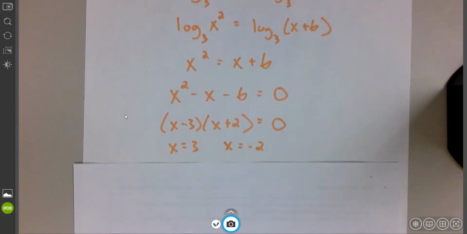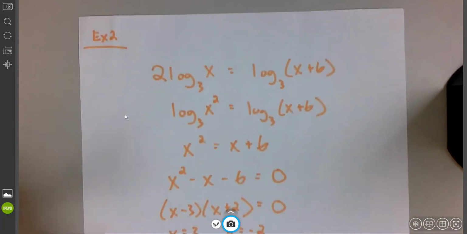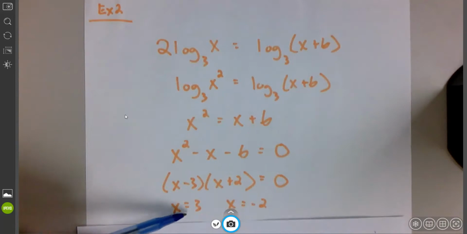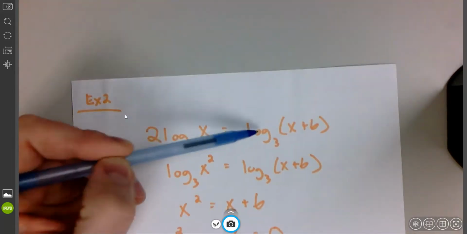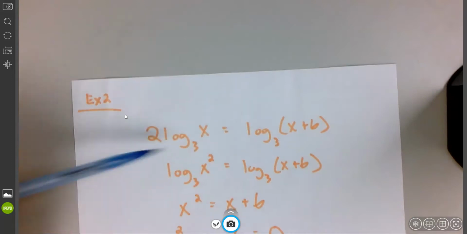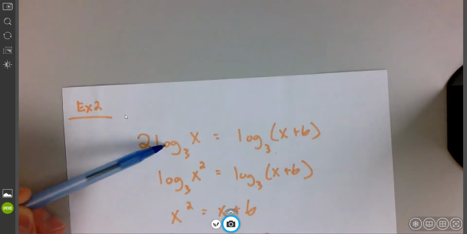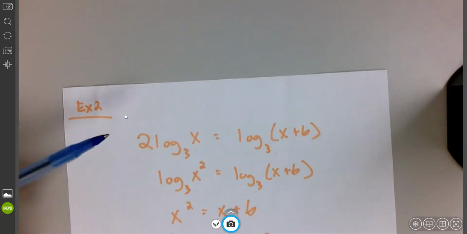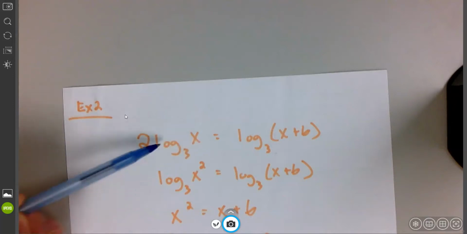But if we go back to the original problem, these numbers have to be able to work. We have to be able to plug these numbers in and get a correct answer. And in this case, if I plugged in x equals 3, log base 3 of 9, that would be 2. That one works. But negative 2 right here, you can't take log base 3 of negative 2. That's impossible. The domain restriction was we can only plug in positive numbers in here.